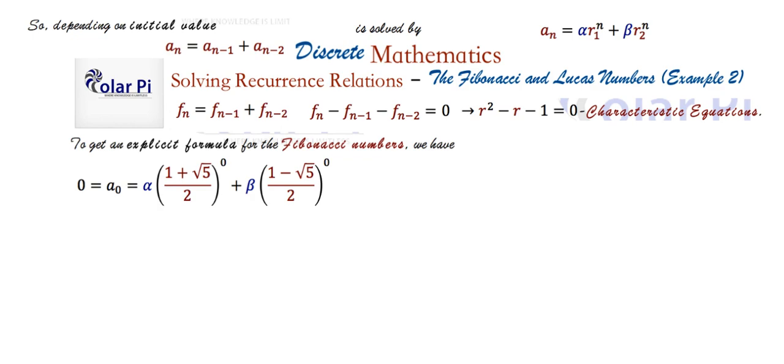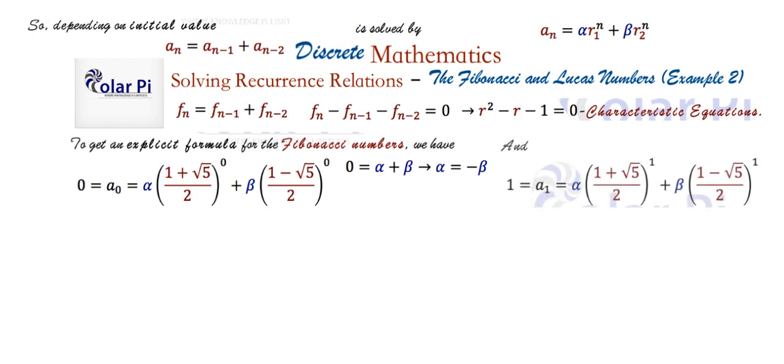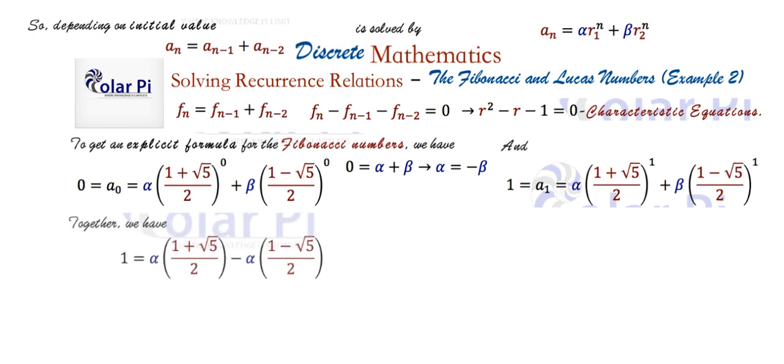And so one of the initial conditions was a0 is equal to 0. And from that, we get alpha times r1 to the 0 plus beta times r2 to the 0. And r1 to the 0 and r2 to the 0 are just 1. So from there, we get 0 equals alpha plus beta, which means alpha is the additive inverse of beta. And then using the other initial condition, we write this here. I could clean it up by getting rid of the ones there. And so if we do that, then we get this.